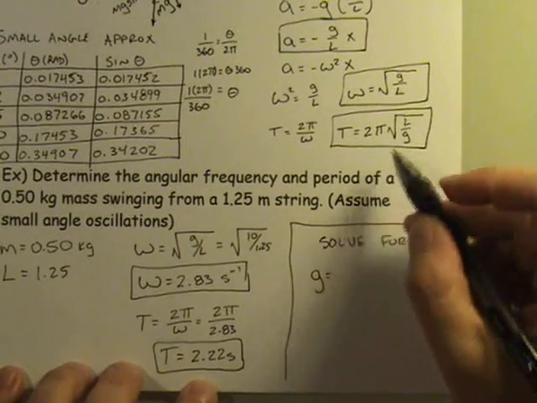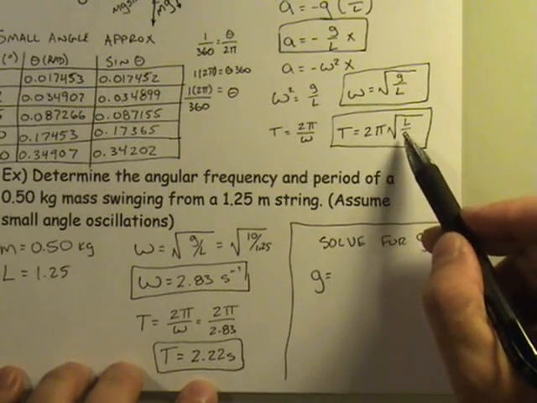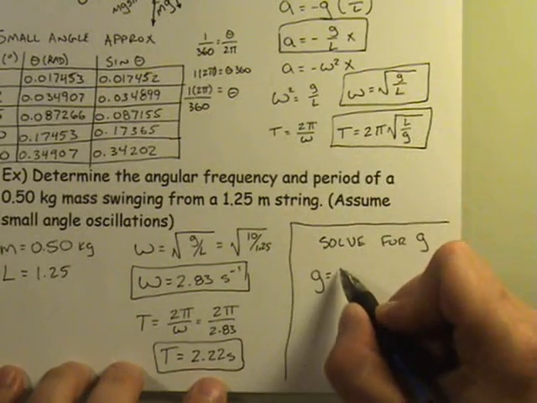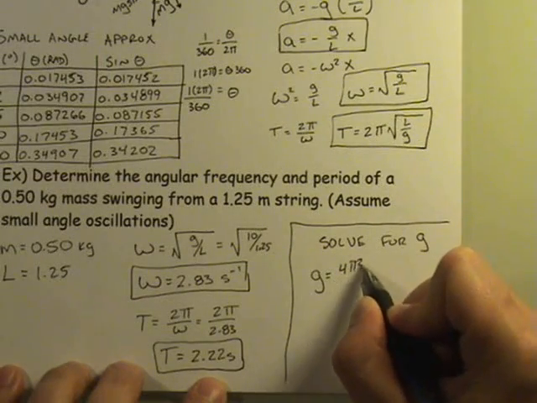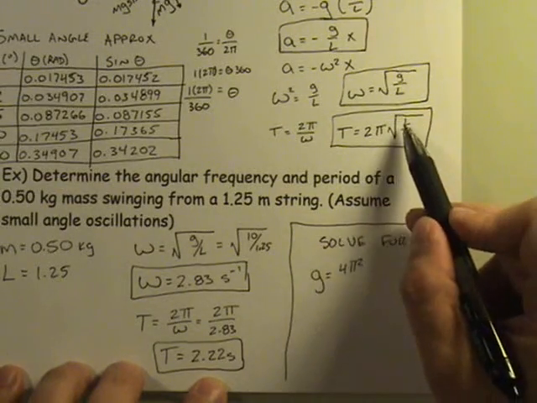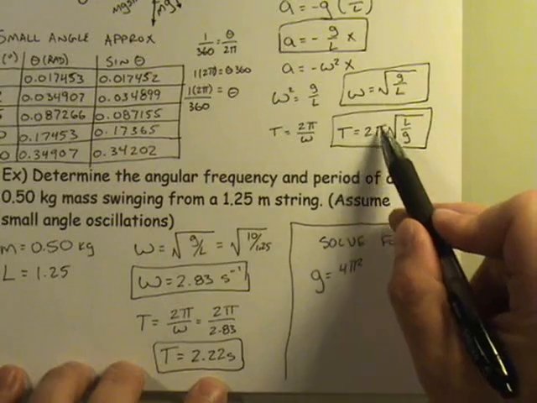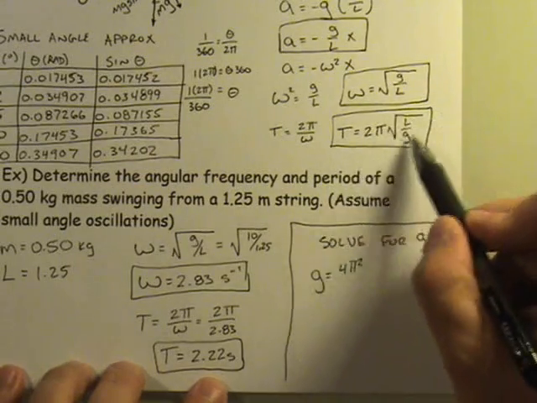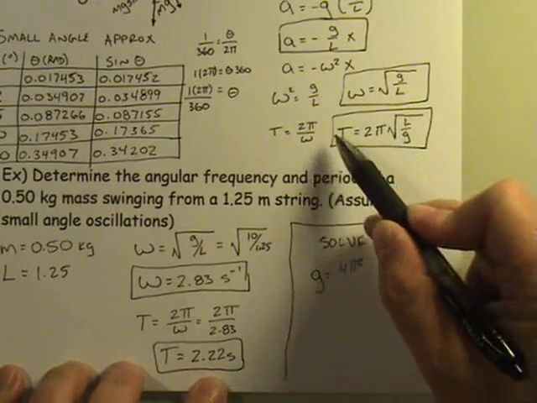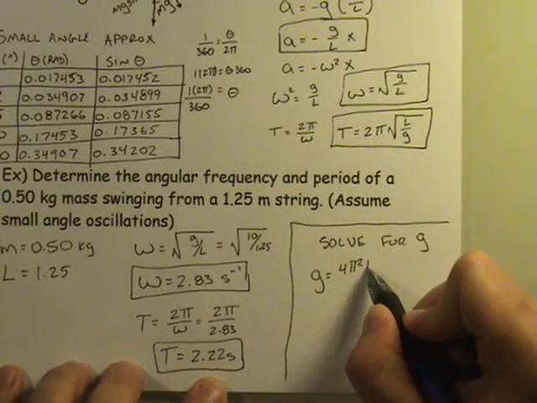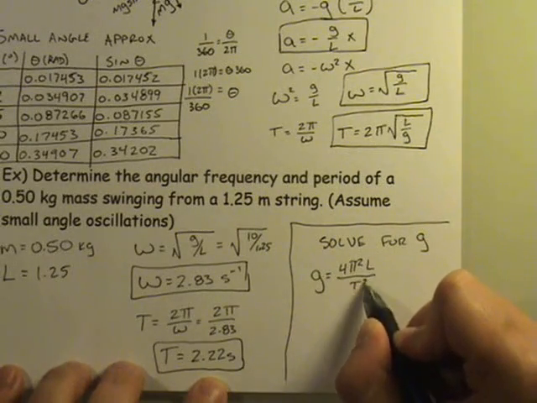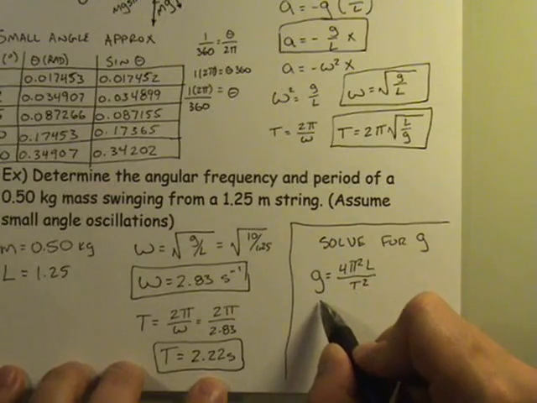What you would end up with if you solve this for G, of course the first thing you'd want to do is to square everything, and that's going to give you 4 pi squared. The L will stay here on the top. We'll end up with 4 pi squared L. This is after we squared everything over here. We'll move the G over to the other side, and then the T will come down on this side as a quantity squared.